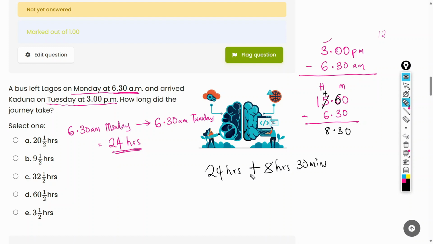So 24 plus 8 is 32. So that's 32 hours, 30 minutes. Since 30 minutes is half of 60 minutes, which makes 1 hour, then we can write this as 32 and a half hours. And that's what we have here.